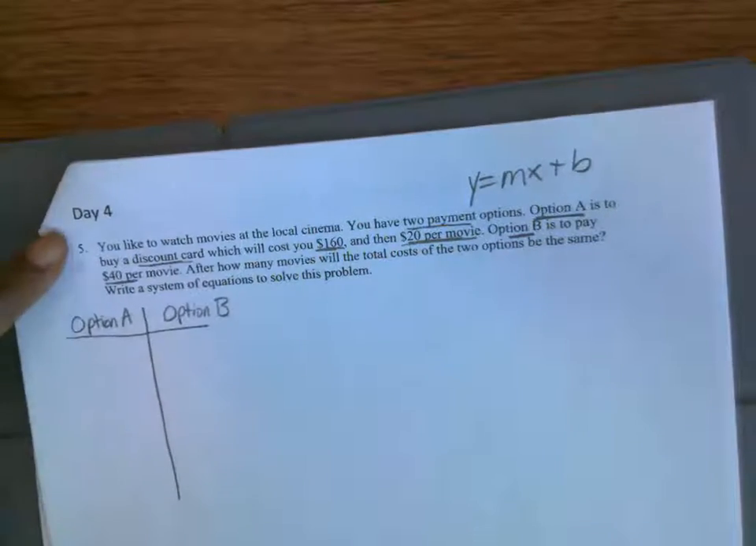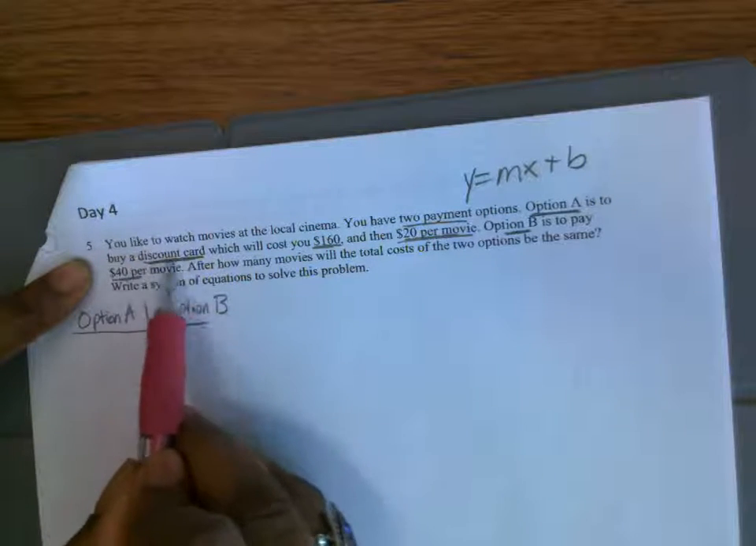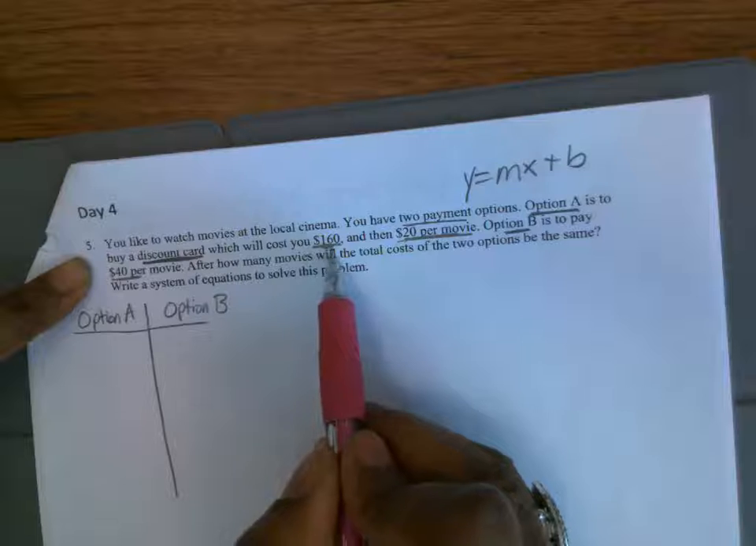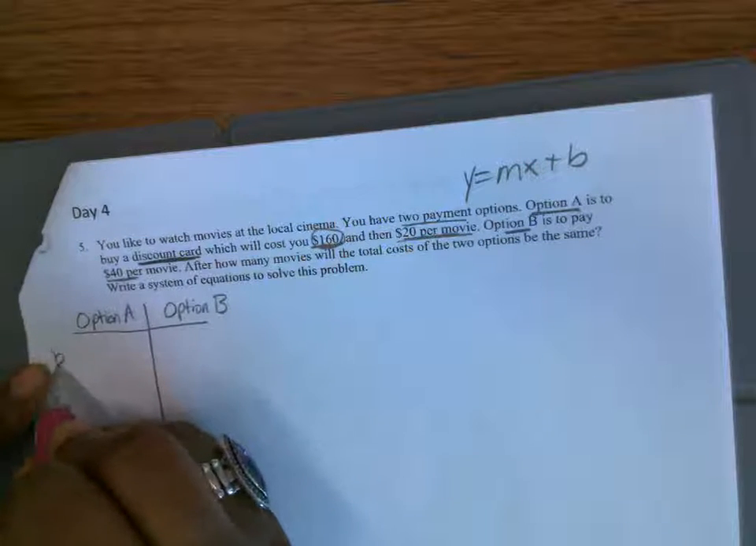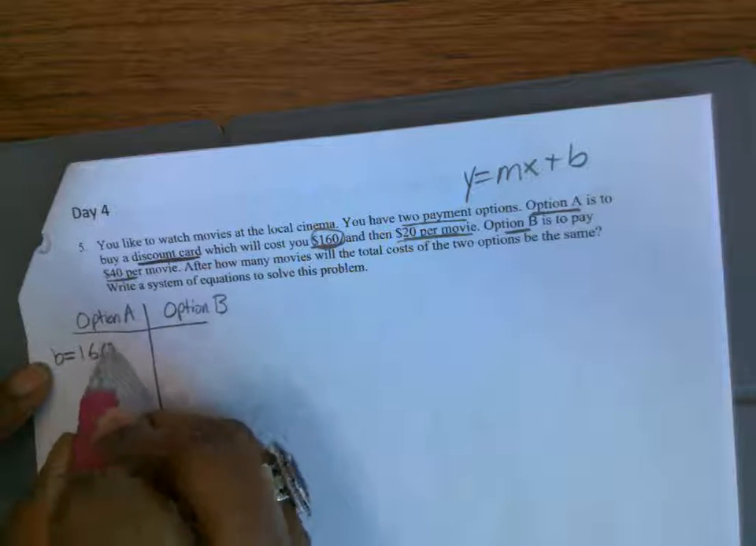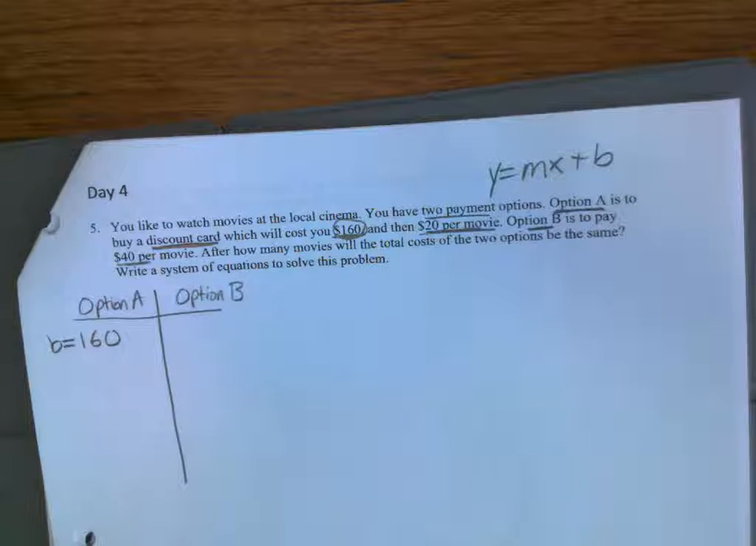Okay, reading option A again, you have to buy a discount card automatically. You have to pay for that discount card, which is $160. So that's going to be my starting amount. That's my y-intercept, $160, because I automatically have to pay for that discount card. Any questions about how I got my y-intercept or my starting amount?